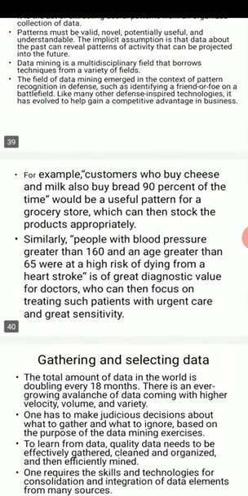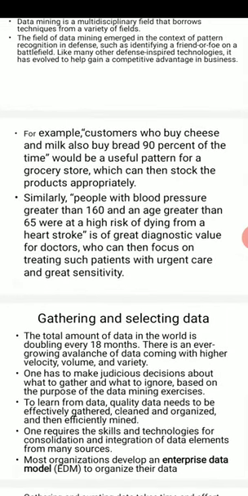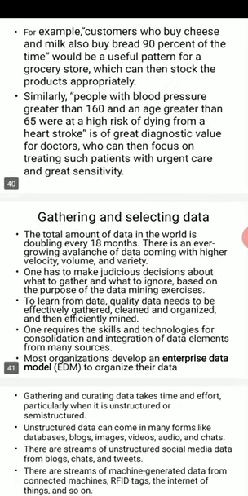So here is an example. If there is a customer who purchases cheese and milk, there is a 90% chance of the customers among them also purchasing bread. And people with blood pressure of 160 and age greater than 65 are at a high risk of dying from a heart stroke. So these are the examples.